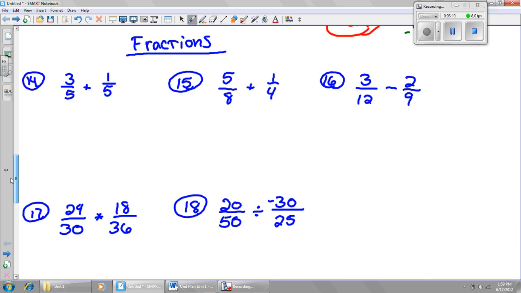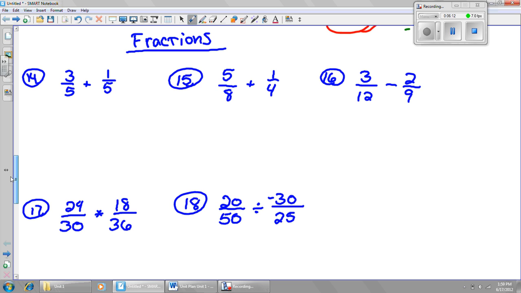Okay, scrolling down now. Fractions, we've got addition, subtraction, multiplication, and division. Go ahead and pause the video. When you're ready for solutions, let me know.